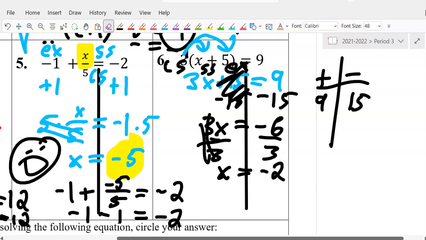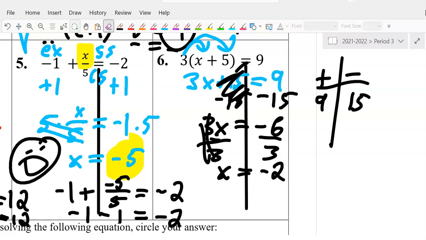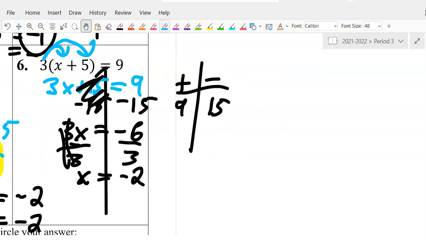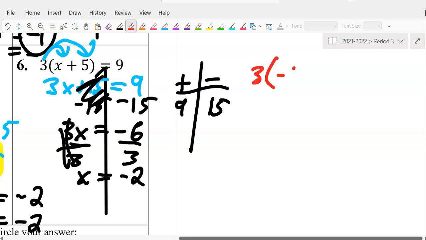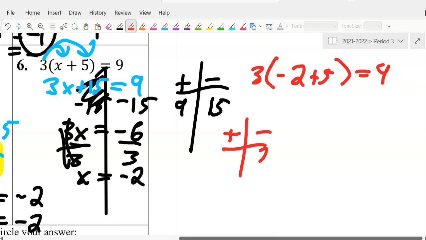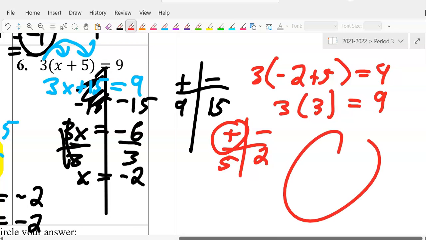See if it's right. So we just take the original problem here, and instead of the x, we're going to use -2. So, 3 times, what? -2 plus 5. What's -2 and 5? Who wins? Good guys. So it's 3 times 3. Does that equal 9? Yes!